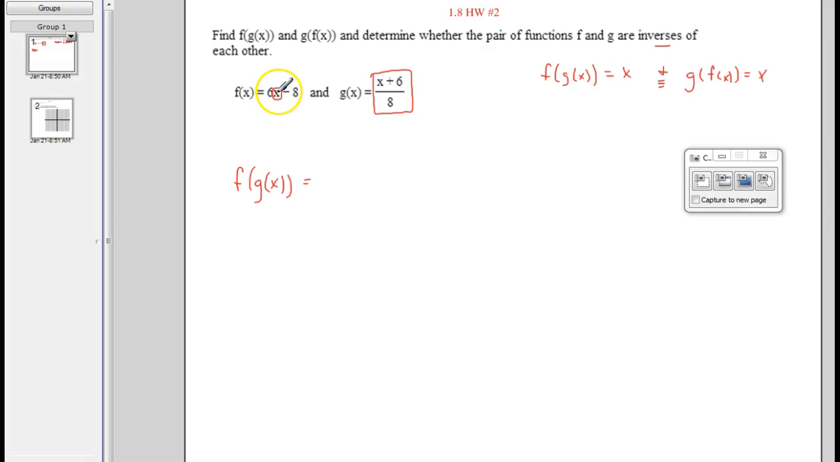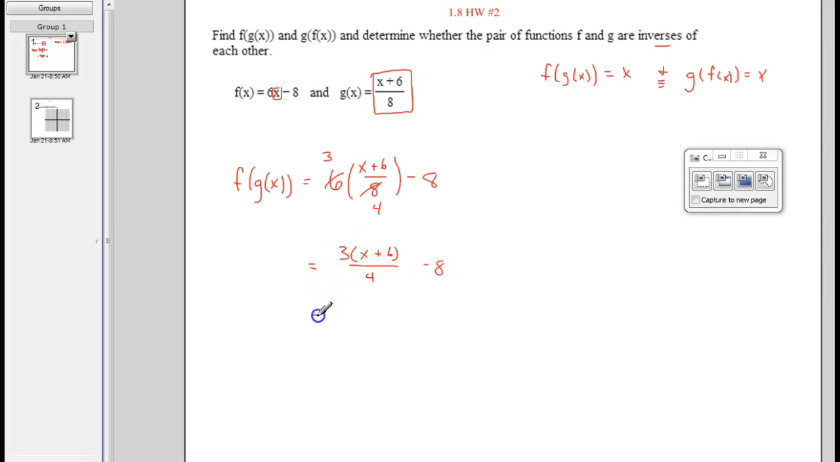So 6 is being multiplied by the input. Well, the input is now g of x. So this whole entire function is the input. So x plus 6 over 8. Alright, and then we subtract 8. So minus 8. Alright, now when I multiply here, notice the 6 and the 8 can reduce. They're both even, so I can reduce that to 3 and 4. Okay, so I end up with 3 times x plus 6 over 4 minus 8.